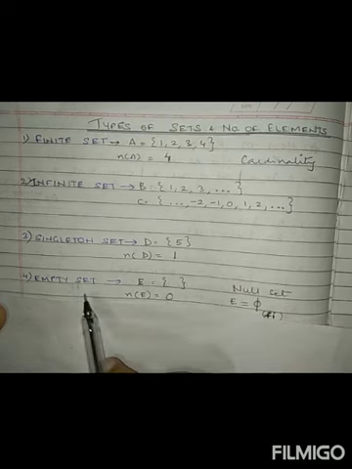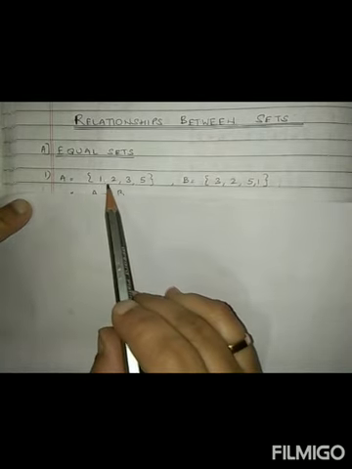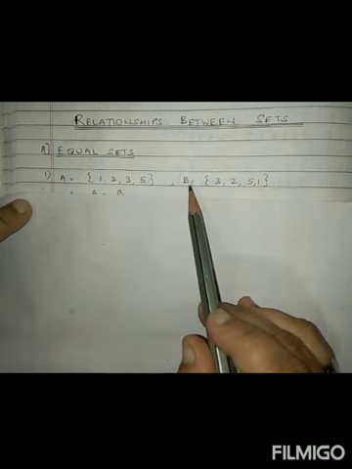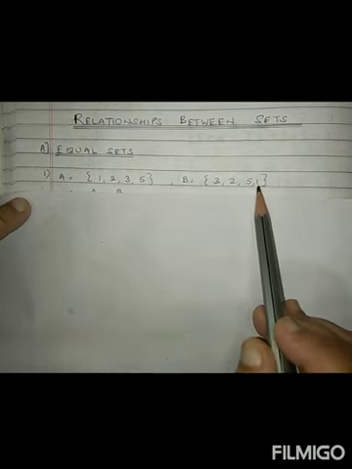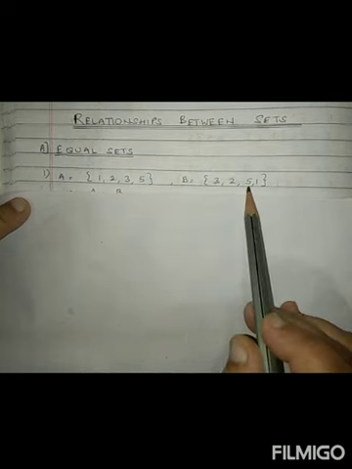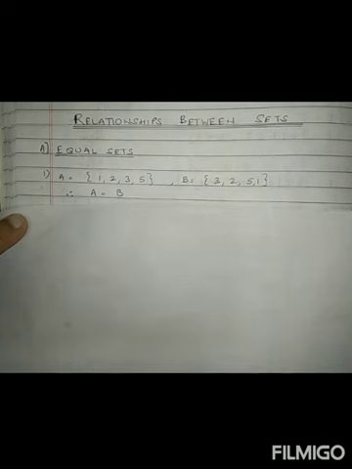We will now learn the relationships between sets. Set A has 1, 2, 3, 5. Set B also has 1, 2, 3, 5. So when two sets have exactly the same elements, we call them equal sets and we write it as A equal to B.